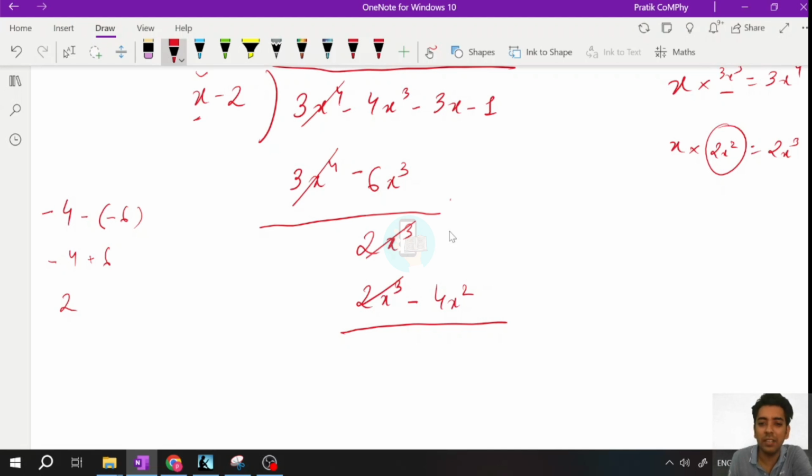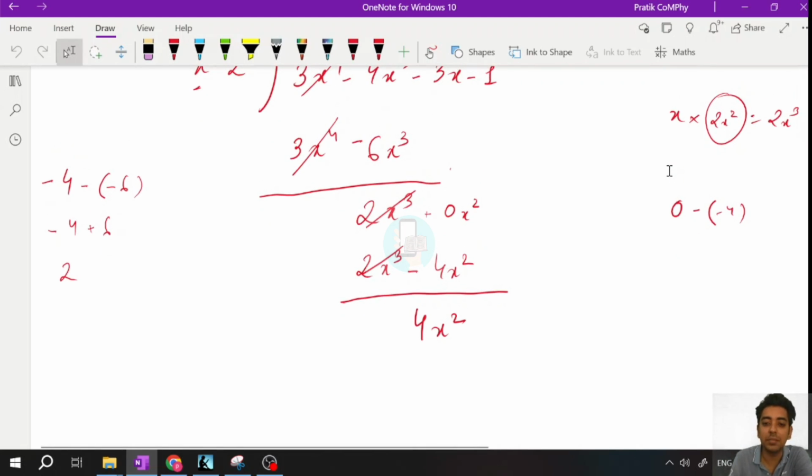Nothing. When I do not have anything, you can simply consider a plus or a minus, any which way it's the same thing, because zero has no effect on the sign. It is zero x square. Now when you subtract, what will happen? Zero minus minus four, so this becomes plus 4x square in the below when you bring it down. Now you can bring that minus 3x as well below with this itself.